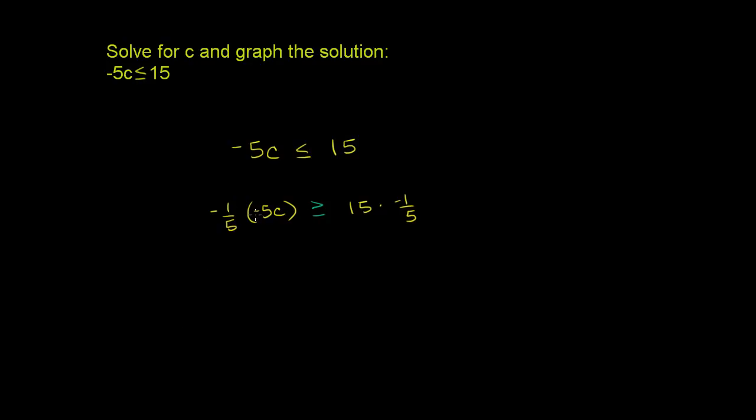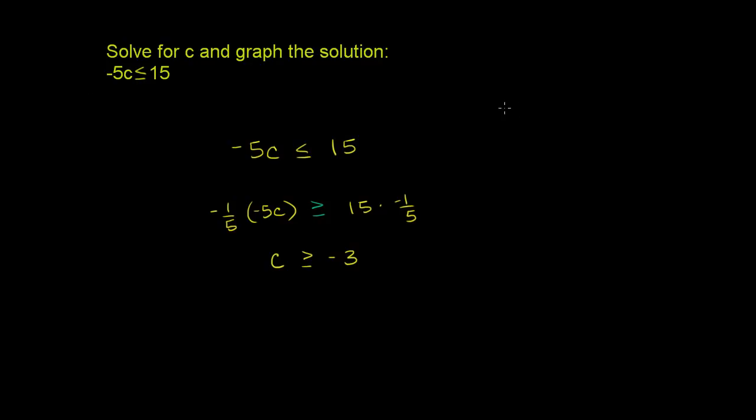So negative 1/5 times negative 5 is 1. So the left-hand side is just going to be c is greater than or equal to 15 times negative 1/5. That's the same thing as 15 divided by negative 5. And so that is negative 3. So our solution is c is greater than or equal to negative 3.